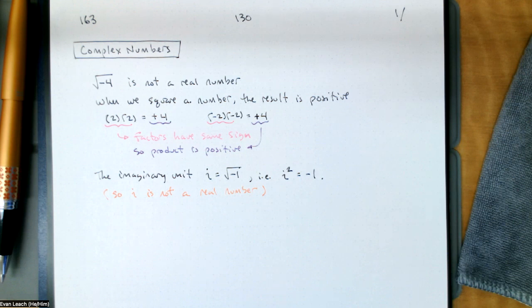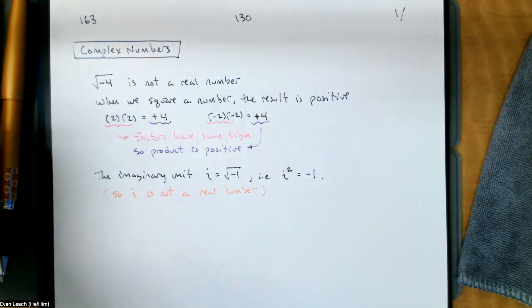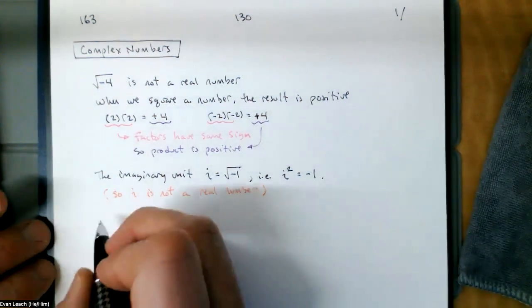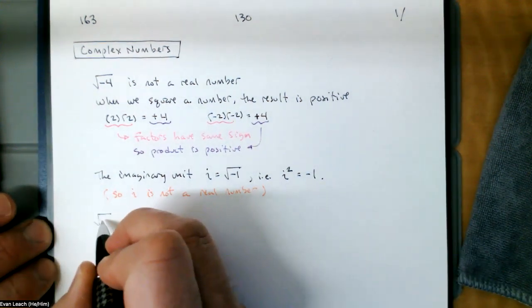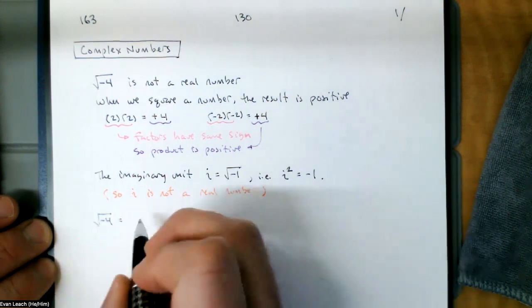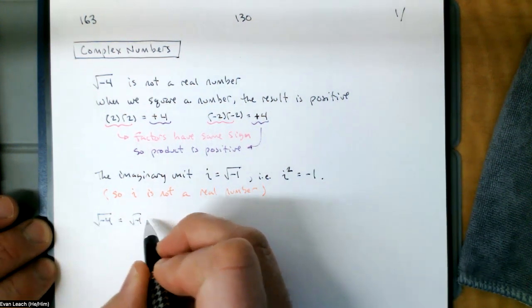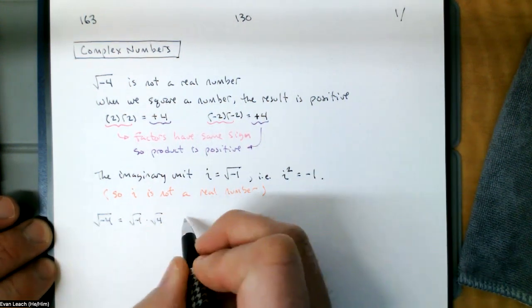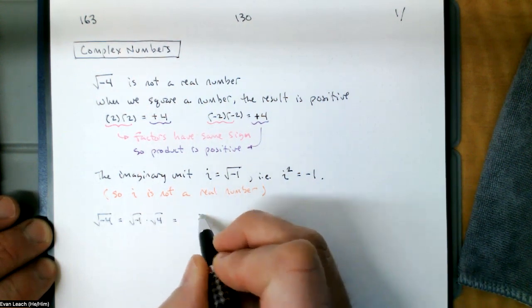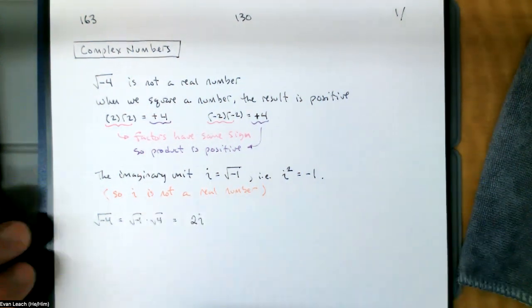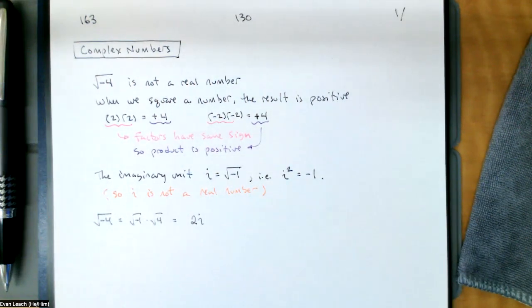So then the question came up: is this going to be useful? It'll help us simplify things like the square root of -4. If I want to figure out the square root of -4, I could say this is the square root of -1 times the square root of 4. The square root of -1 is i, and the square root of 4 is 2. So now we can say that the square root of -4 is 2i.